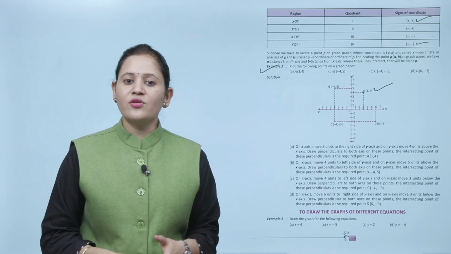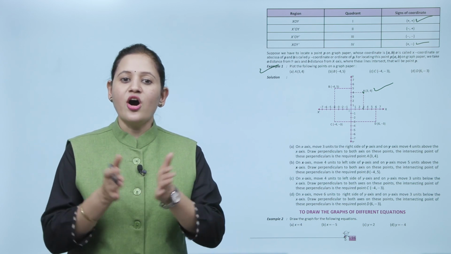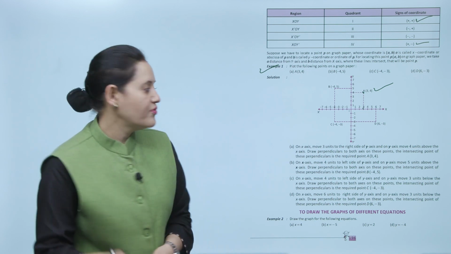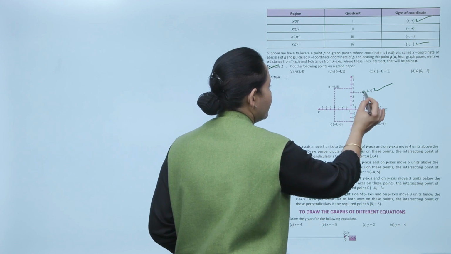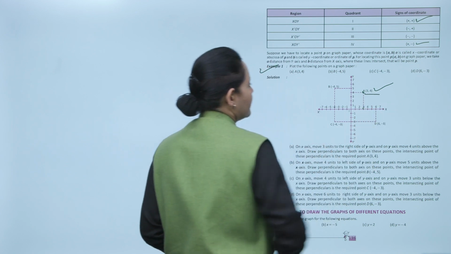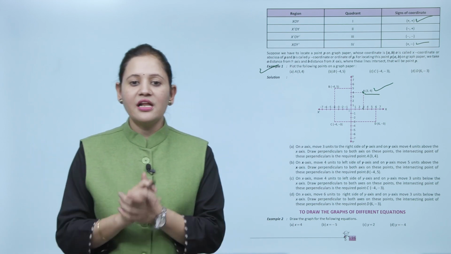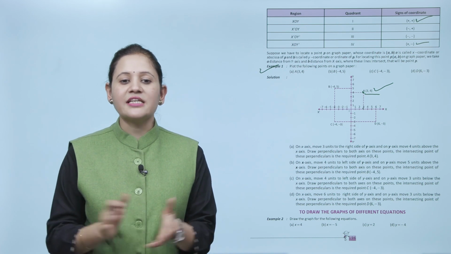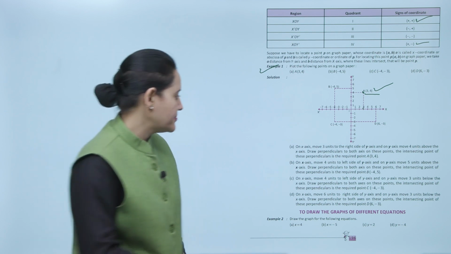So draw perpendiculars to both axes from these points. The intersection point of these perpendiculars is the required point A, (3, 4). So in this way we will draw perpendiculars and this point will show (3, 4), the point we want to locate. Like this we can locate any point on graph paper. Next, to draw the graphs of different equations.